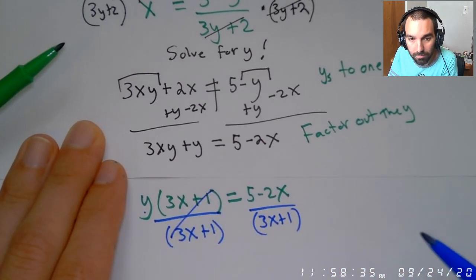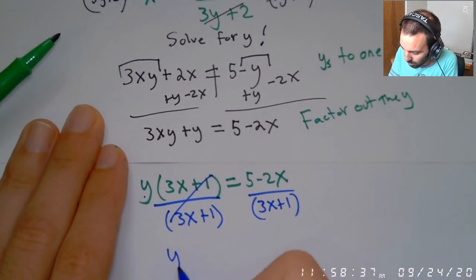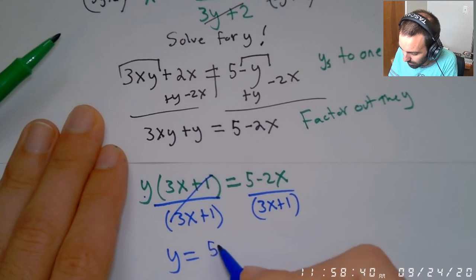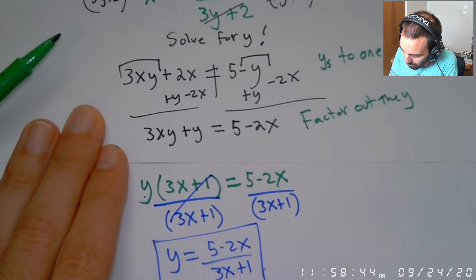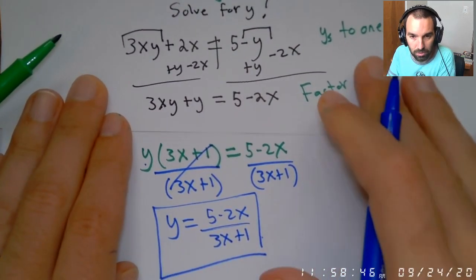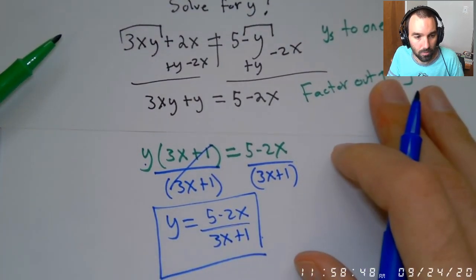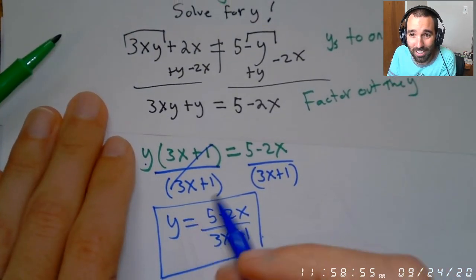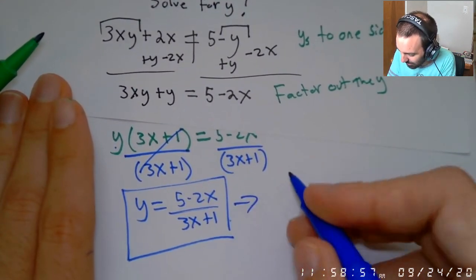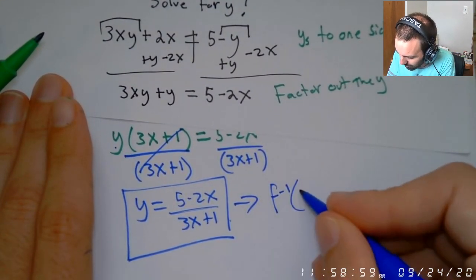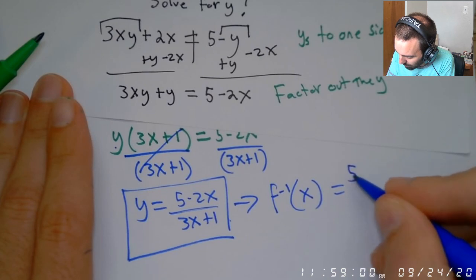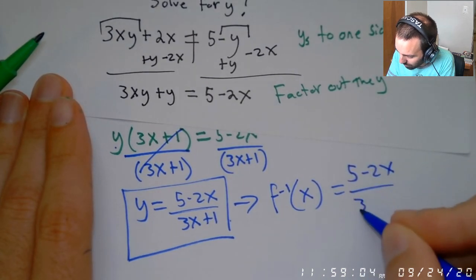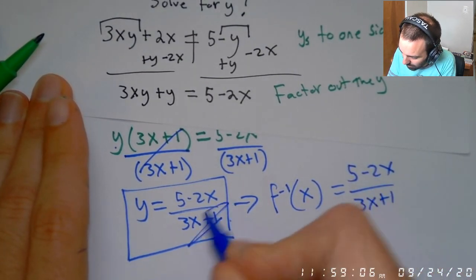Okay, that goes away. So I get y equals (5 minus 2x) over (3x plus 1). Now, I was going to plug that back in and test it, but I don't have time to do that. But you know what I didn't forget is that last step, right? Don't be lazy, Kraft. This is f inverse of x equals (5 minus 2x) over (3x plus 1).